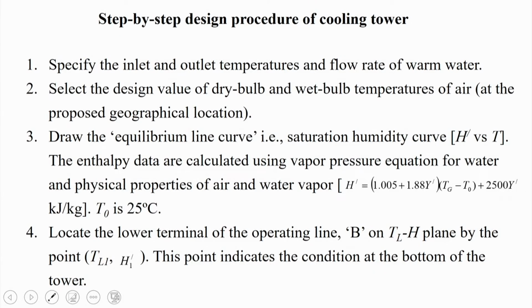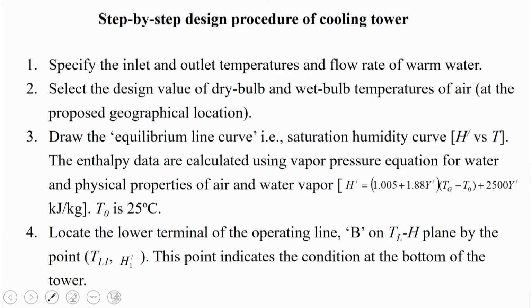Then we need to draw an equilibrium curve, that is the saturation humidity curve, H prime versus T. The next slide will show how to draw this equilibrium curve. The enthalpy data are calculated using the Weber equation for water and the physical properties of air and water vapor, using this formula: H prime is equal to (1.005 plus 1.88 y prime) into (Tg minus T0) plus 2500 y prime, in kilojoules per kg, and T0 will be taken as 25 degrees Celsius.